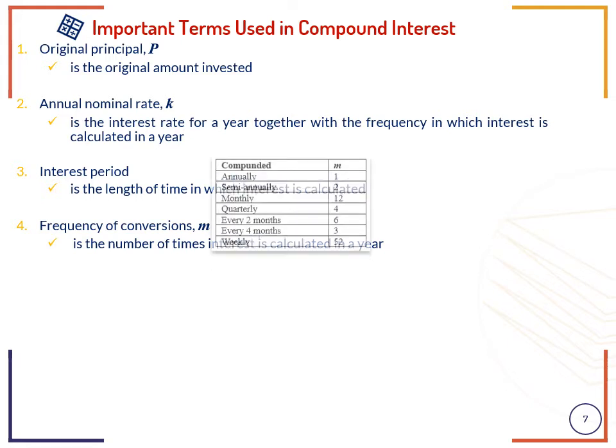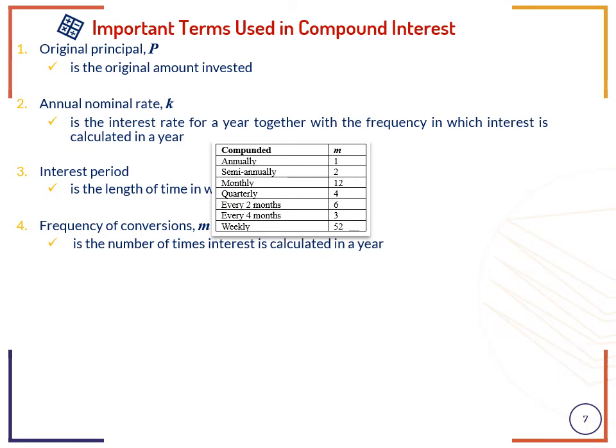If interest is calculated annually, M is 1. If interest is calculated semi-annually, M is 2. If interest is calculated monthly, M is 12. If interest is calculated quarterly, M is 4. If interest is calculated every 2 months, M is 6. If interest is calculated every 4 months, M is 3. And if interest is calculated weekly, M is 52.